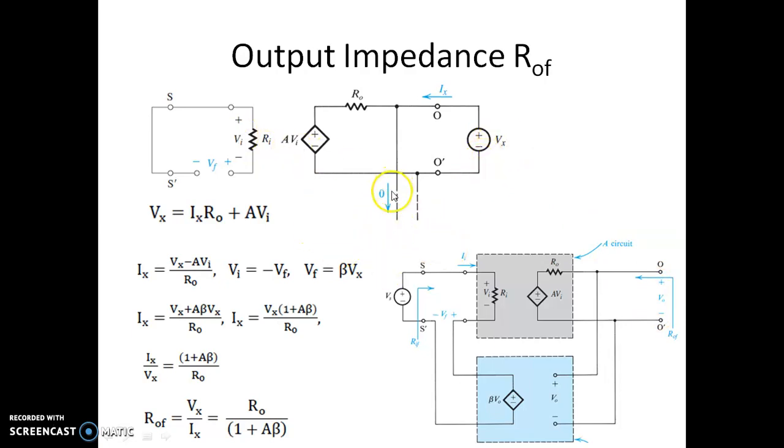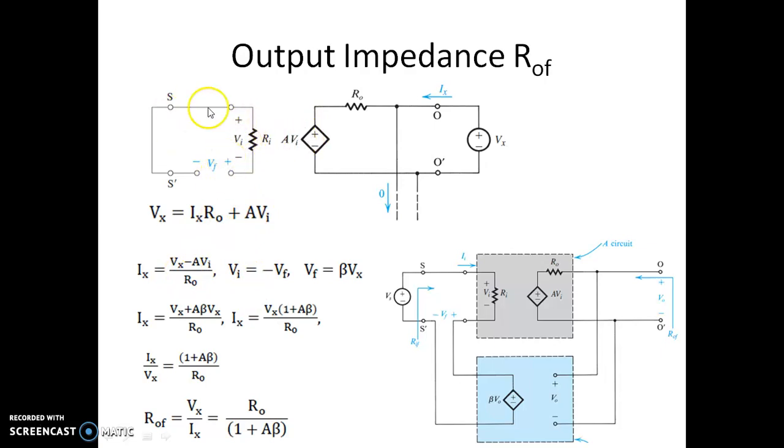Because we consider this an open circuited feedback network, the current going into this feedback network is 0, which is the ideal case here. If I write the KVL for this, I can write Vx is equal to Ix into R0 plus AV into Vi. These are the two voltage terms: this is the voltage drop and this is the voltage source. Of course, you can rearrange this expression to get the expression for Ix.